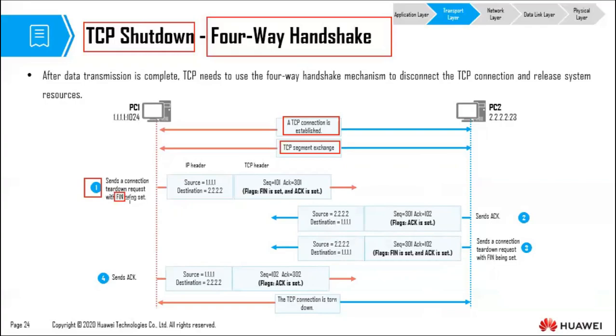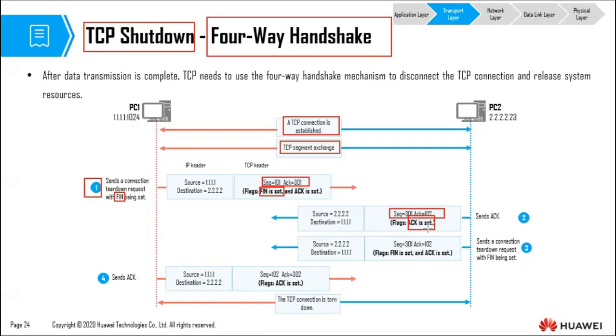So we send that, and this time we set the FIN flag. We set it to 1. So when PC2 receives the FIN, what does it do? It of course replies with the acknowledgement, with that particular sequence number, and it sets the acknowledgement number to 1.